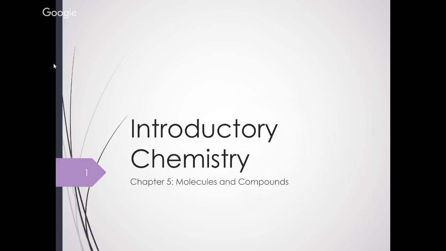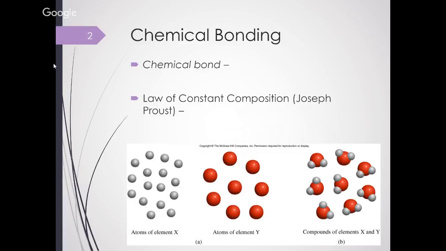Introductory Chemistry, Chapter 5, Molecules and Compounds. There are two types of ways that we're going to talk about how atoms can bond. A chemical bond occurs when two atoms either share their electrons or transfer their electrons.